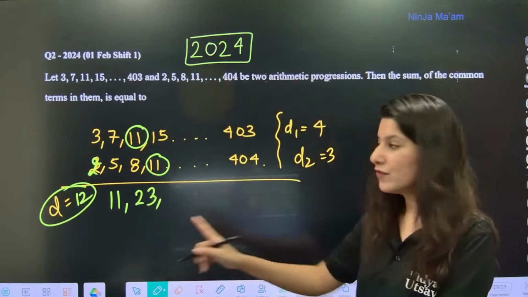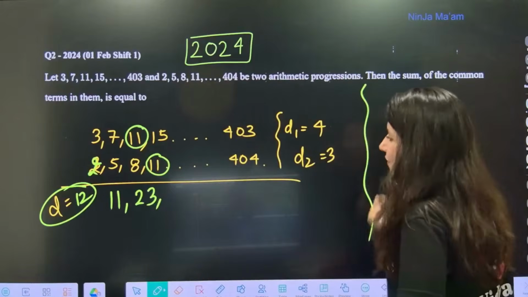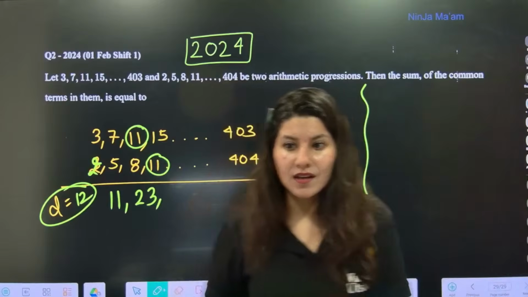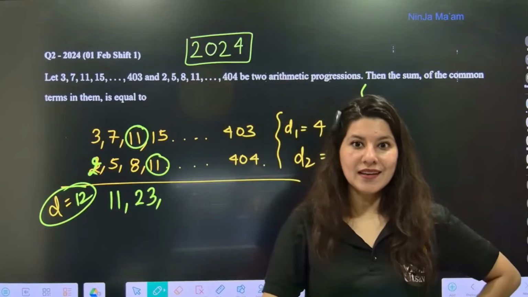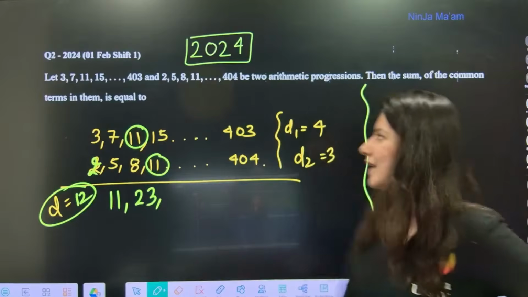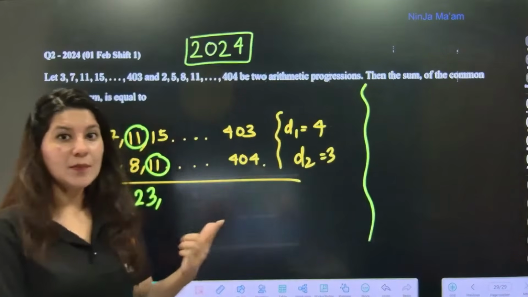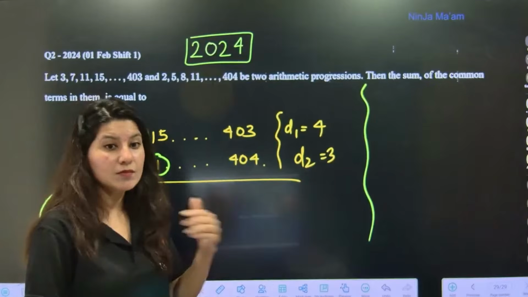Now you have to figure out the sum. So ma'am, let's figure out the sum. Sum will be n by 2. But ma'am, how many terms will there be, n? How will you calculate? See, how many terms there are will depend upon what your last term is.